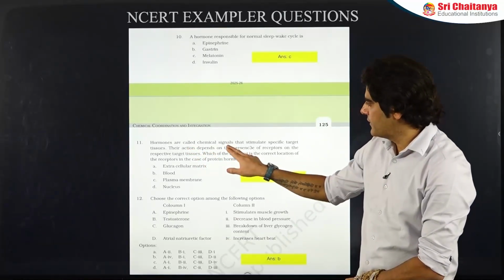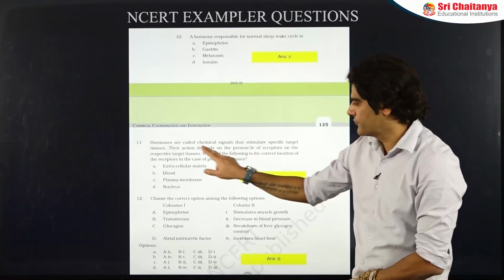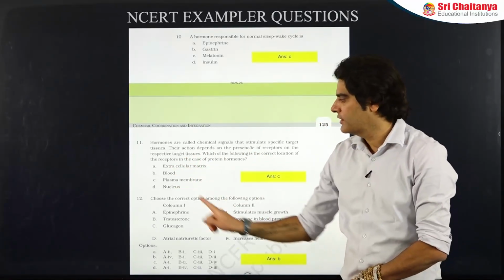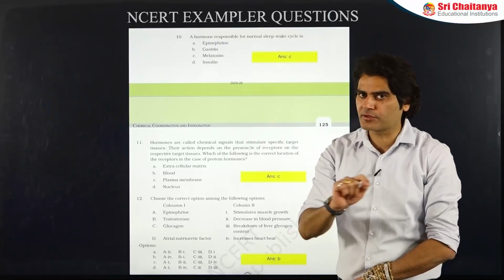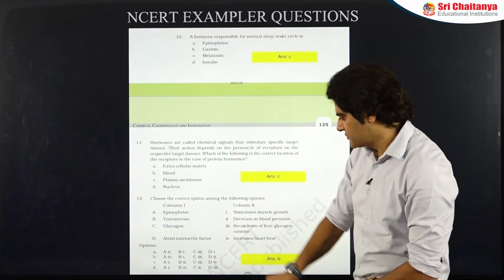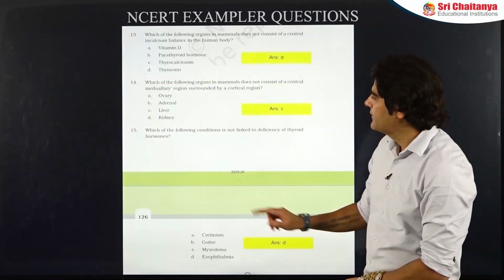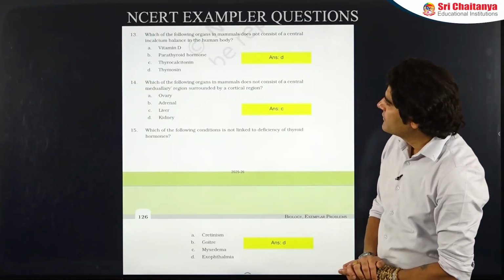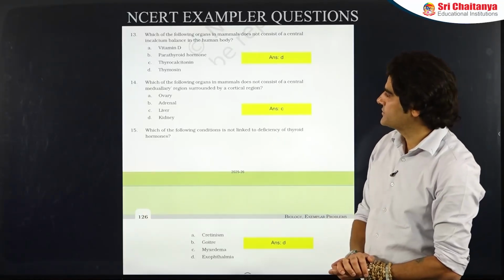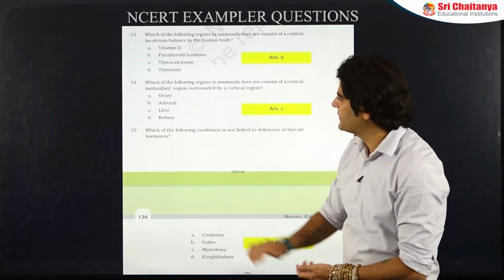Hormones are called chemical signals. Which is the correct location of receptors in case of protein hormone? Plasma membrane, because protein hormones are water soluble, they cannot go inside the cell membrane. Match the columns again. Matching the columns, the correct answer will be B here. Which of the following organs in mammals is not playing a central role in calcium balance? That would be thymosin because that has nothing to do with calcium balance.